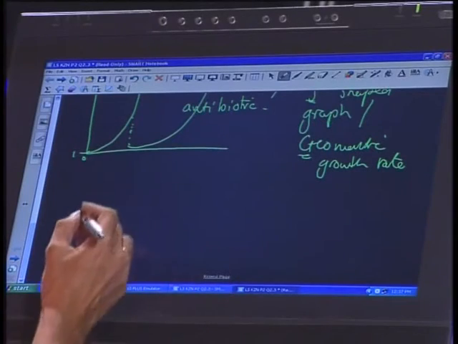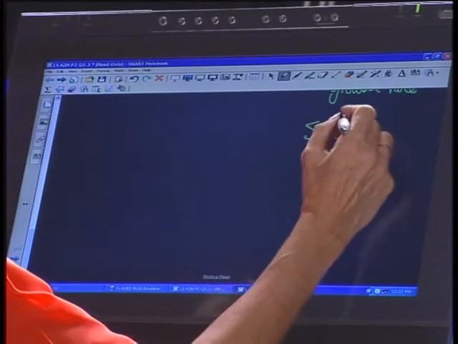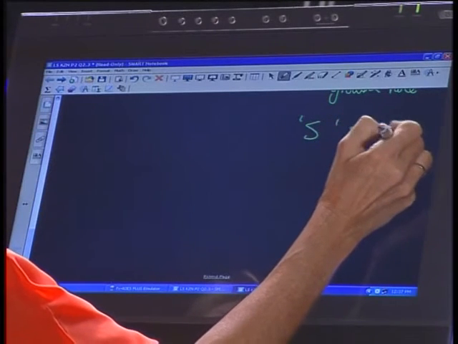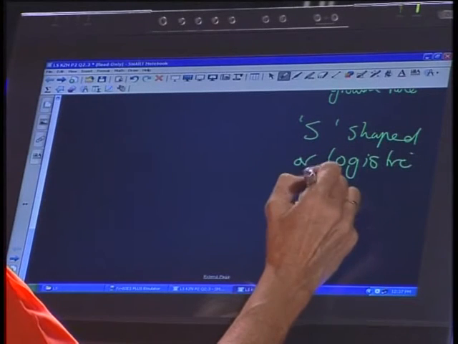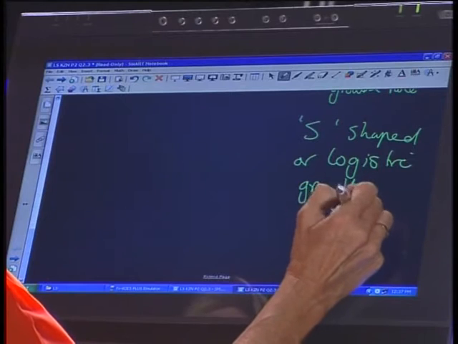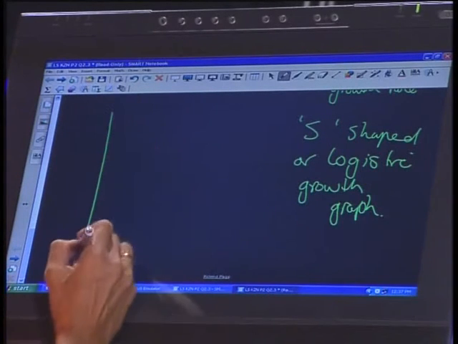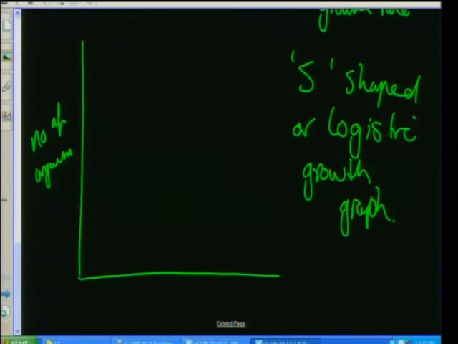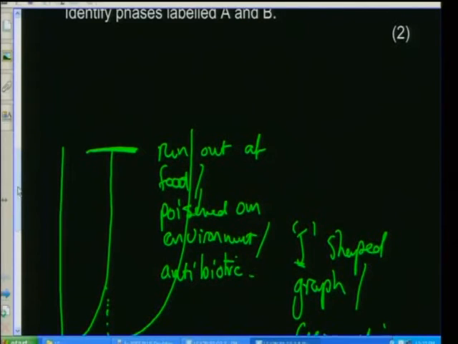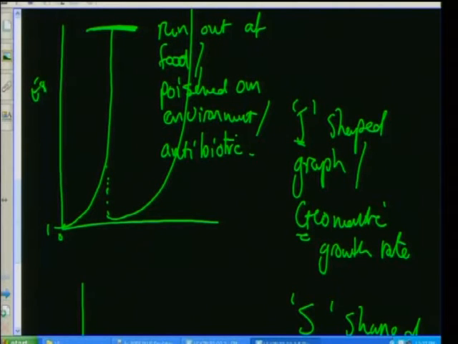So this is the J-shaped or geometric growth graph. And then we get the S-shaped, or logistic growth graph. And what we have here is always number of organisms, or estimated number of organisms, over time. I didn't put that in over here, but this would be the estimated number of organisms, and here's time.